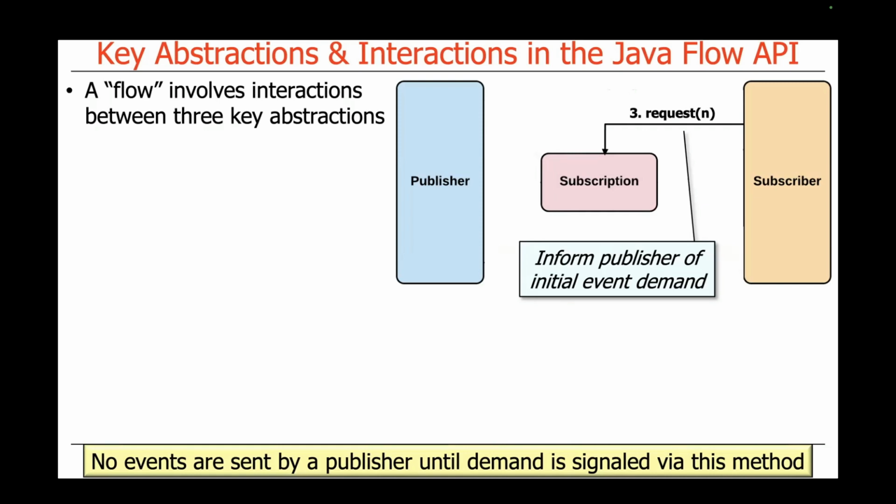And no events are sent by a publisher until the demand is signaled via this method. And there are various defaults where it'll send a request saying, send me basically the max number of values, which means there is no bound, and it'll just have the publisher blast out the data at whatever rate it is willing and able to do. And the subscriber in that case is obliged to try to keep up. And we'll talk about what it means to keep up and what happens if a subscriber can't keep up very shortly.